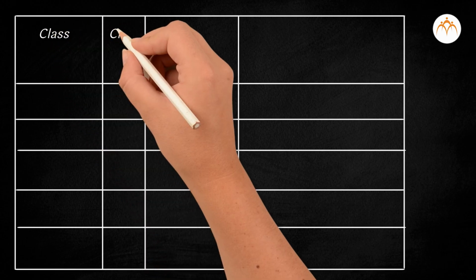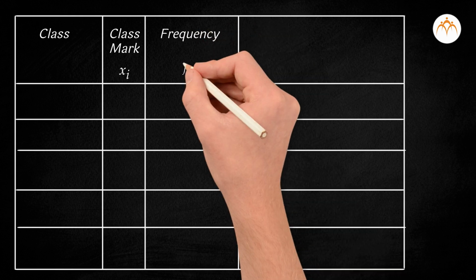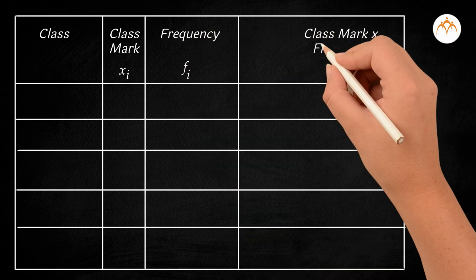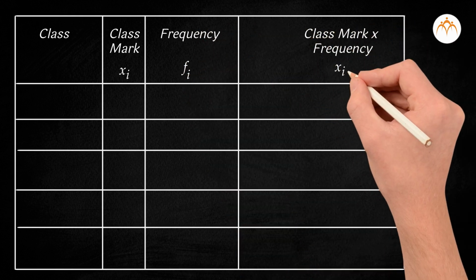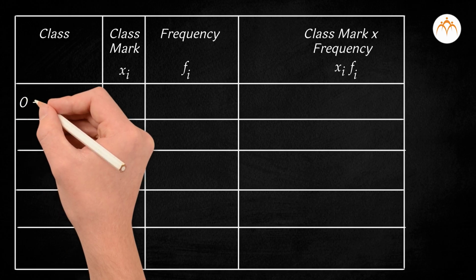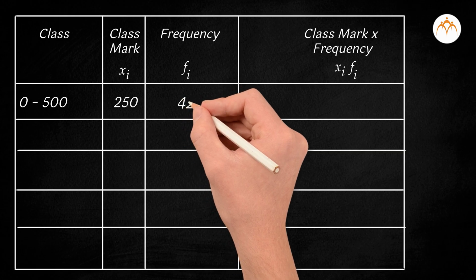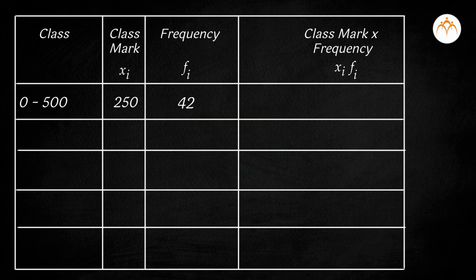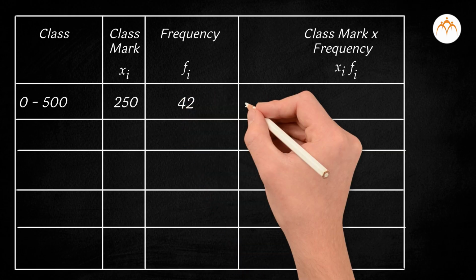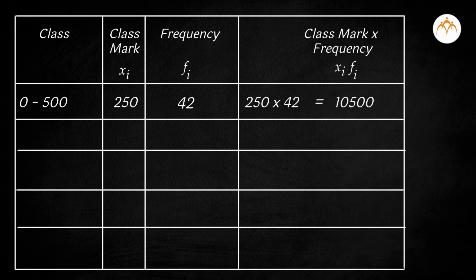Class mark Xi, frequency Fi, class mark multiplied by frequency, that is Xi multiplied by Fi. Now, let's place the actual values from the data given in our example in the respective columns as below. Class 0 to 500, class mark is 250, frequency is 42. Therefore, Xi multiplied by Fi is 250 multiplied by 42 equal to 10,500.